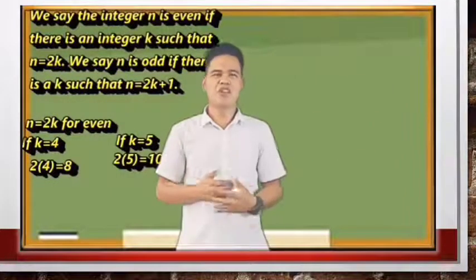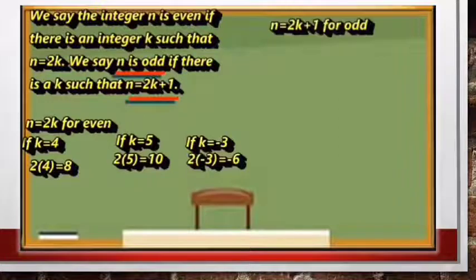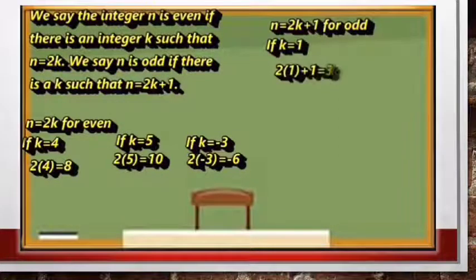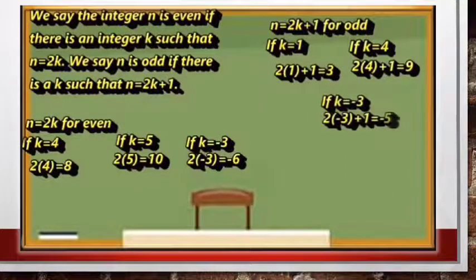But how about the formula of an integer where n is odd and n equals 2k plus 1? If k equals 1, then 2 times 1 plus 1 is equal to 3. If k equals 4, then 2 times 4 plus 1 equals 9. And if k equals negative 3, then 2 times negative 3 plus 1 is equal to negative 5.